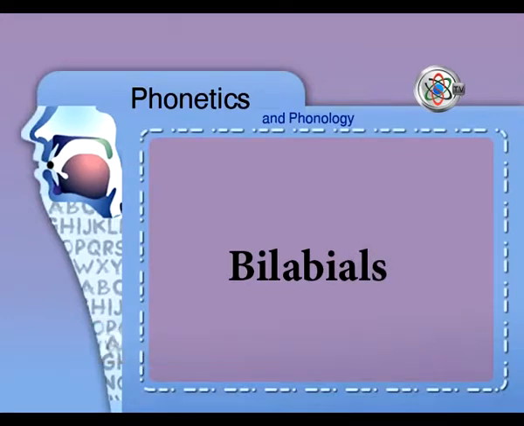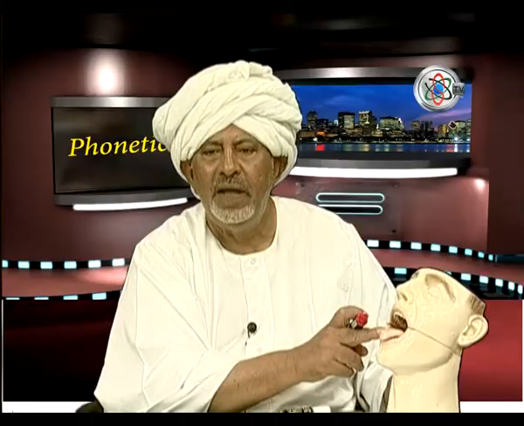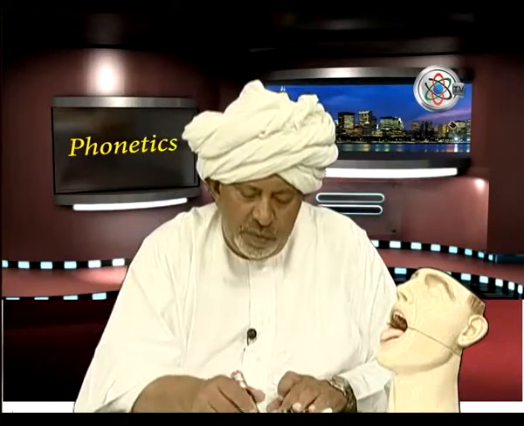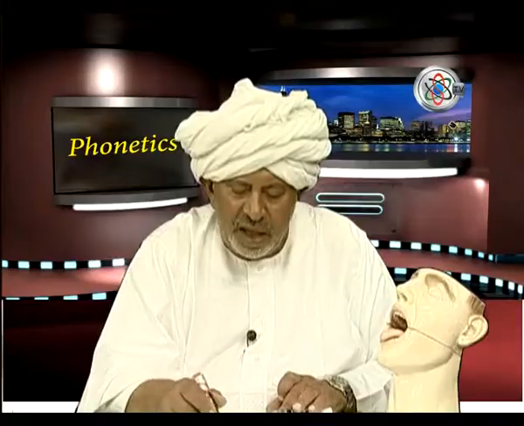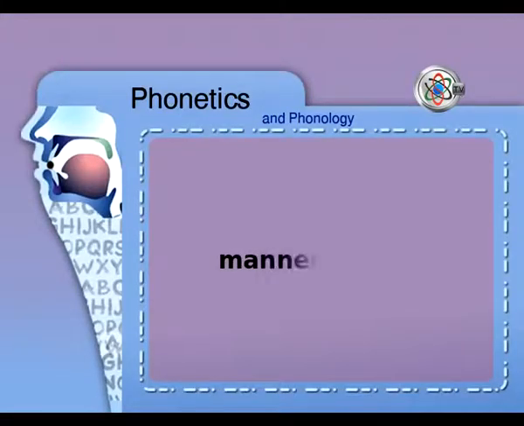Now, we are going to describe the sounds according to three parameters. Where they are made, because the sound may be made in the lips, like pa. It might be made in the teeth, like fa. It might be made in the velum, or in the uvula, or the alveolar. And the second one, how it is made. The manner. We call it manner. This is called place, we call it place.